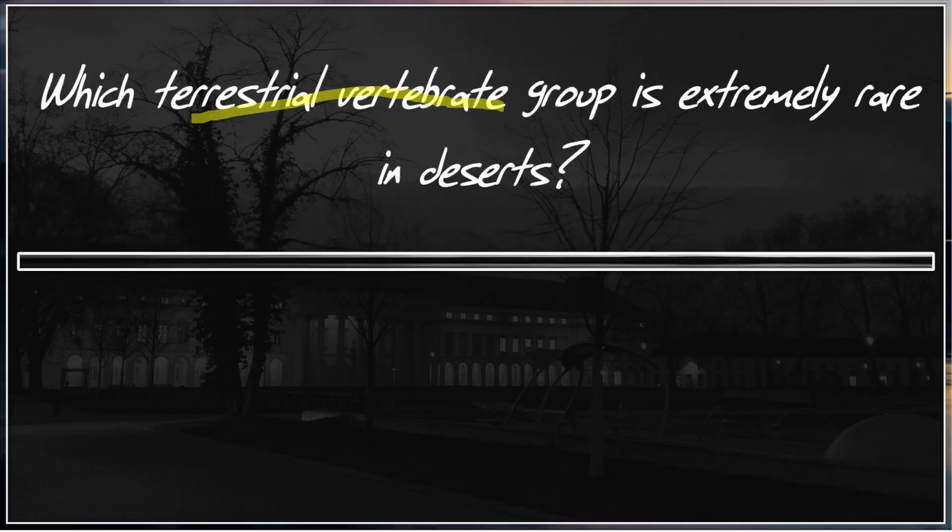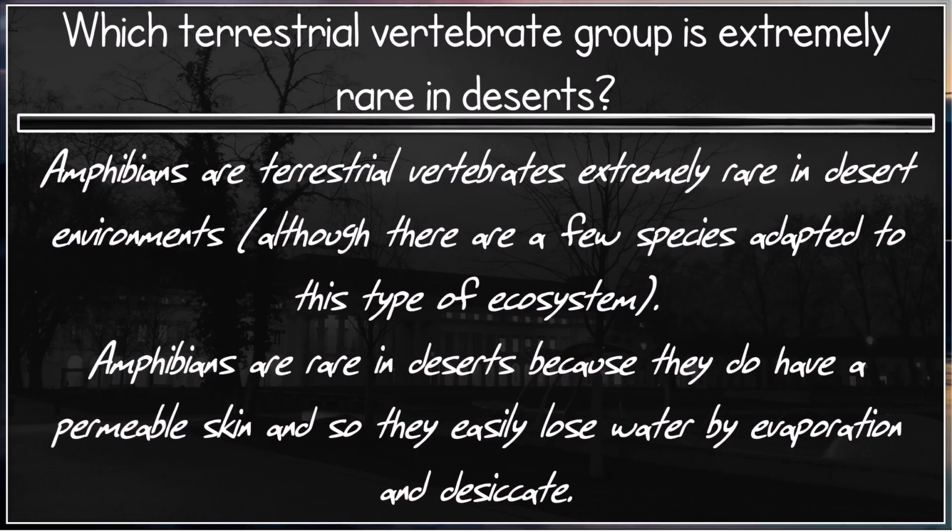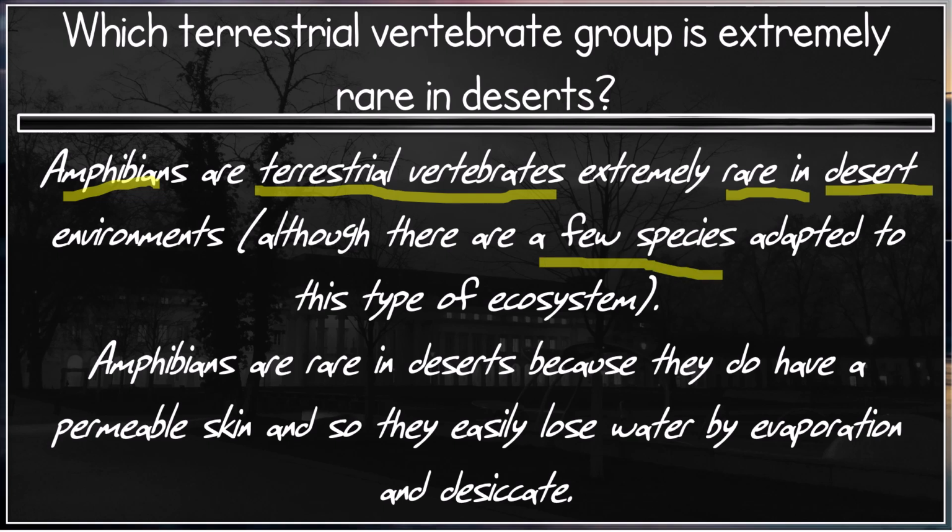Which terrestrial vertebrate group is extremely rare in the deserts? Amphibians are terrestrial vertebrates extremely rare in the desert environments, although there are a few species adapted to this type of ecosystem.